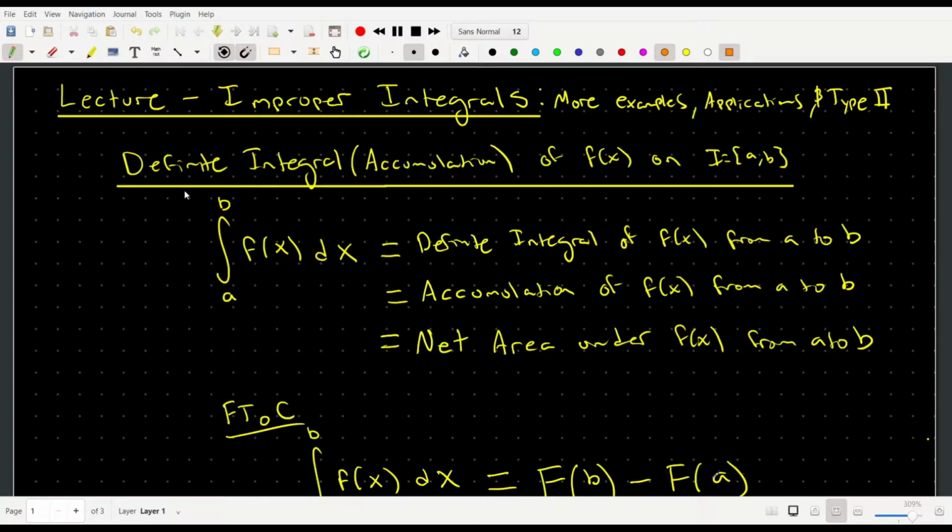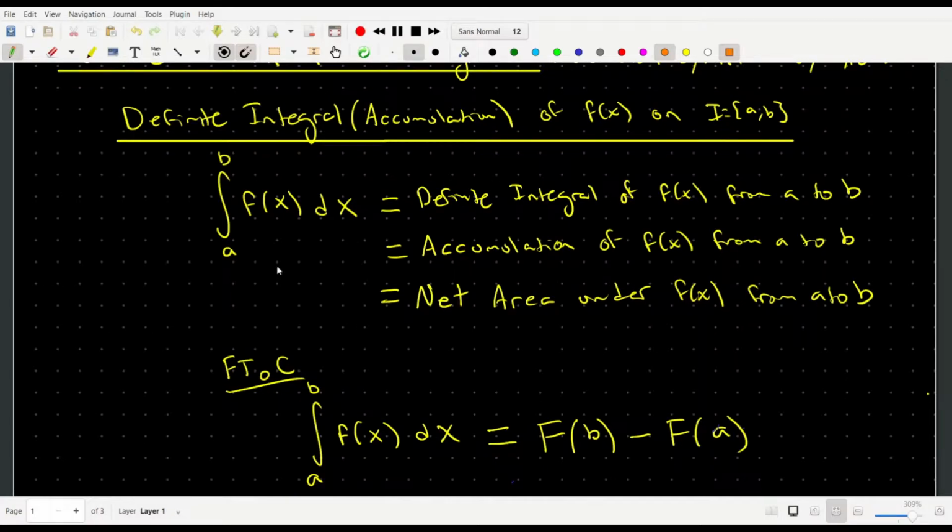The main idea here is I'll be going over some more examples and applications of type 1 improper integrals, and I'll also be discussing in a little bit more advanced terms type 2 improper integrals.